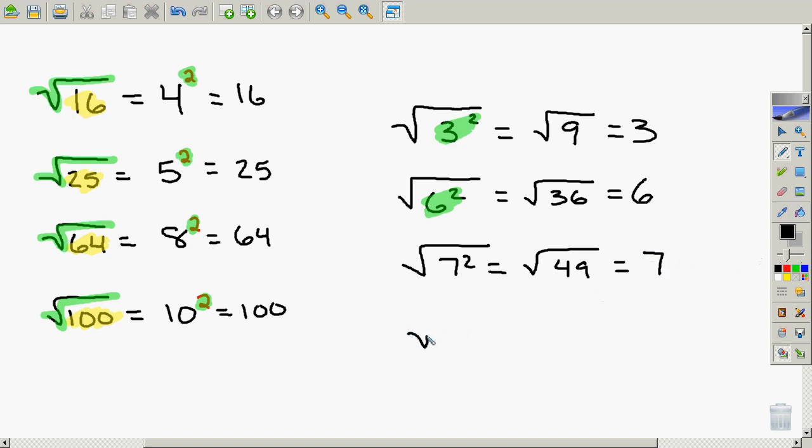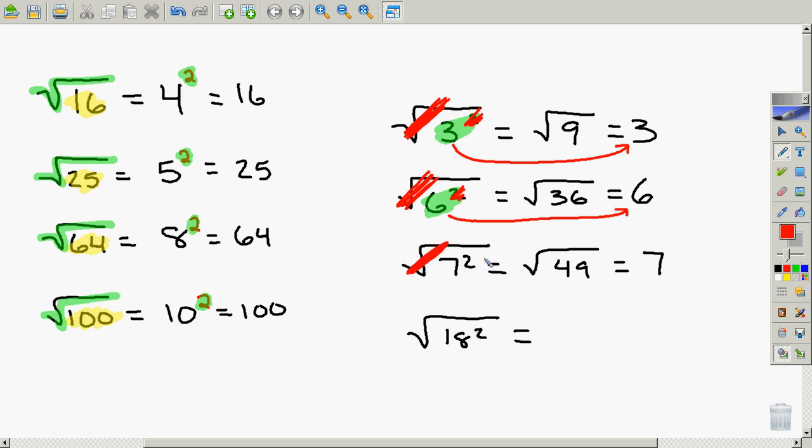Hopefully you can see that when you square and square root something, if I say the square root of 18 squared, I don't have to figure that out, because if you look at what's happening here, I'm just canceling things out. This square root and this square are opposites. It just leaves me with the 3. This one leaves me with a 6, and this one leaves me with a 7. So the answer is simply going to be 18. So we can take a little shortcut there. We're going to use that little shortcut when we start solving equations symbolically.